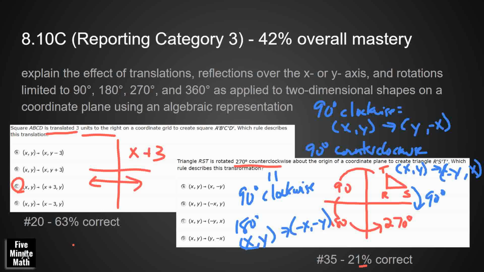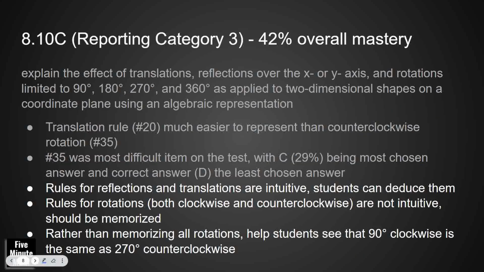So those are 3 rules that we need to help our students remember, and then we need to transform this 270 degrees counterclockwise into a 90 degrees clockwise, which means it's this first one right here, this y, negative x. So that is our answer D. But as you can see, only 21% of our students got that correct. So definitely translations are much easier than counterclockwise rotations. This was the most difficult item on the test, number 35.